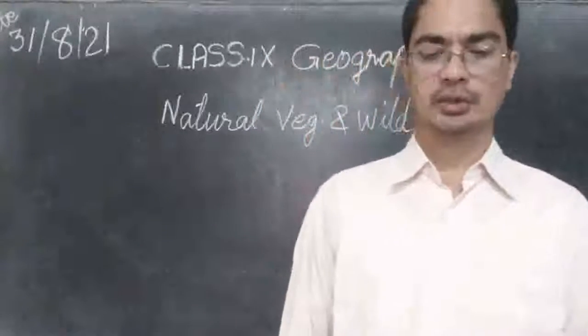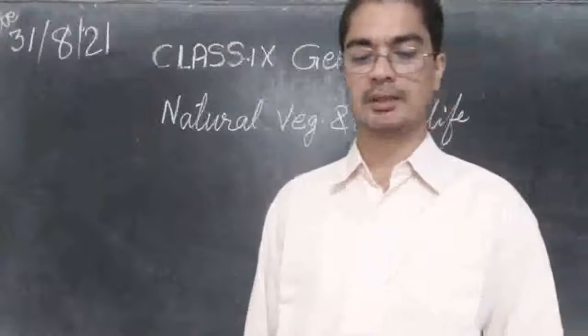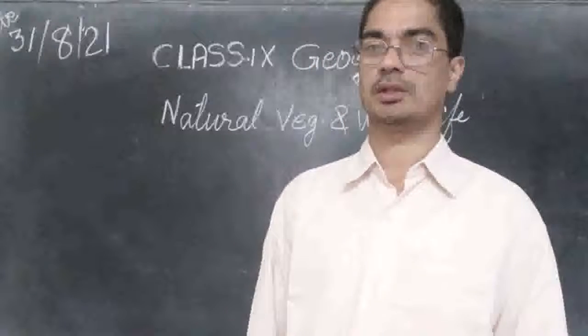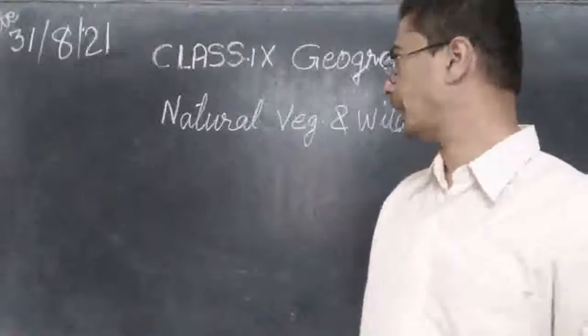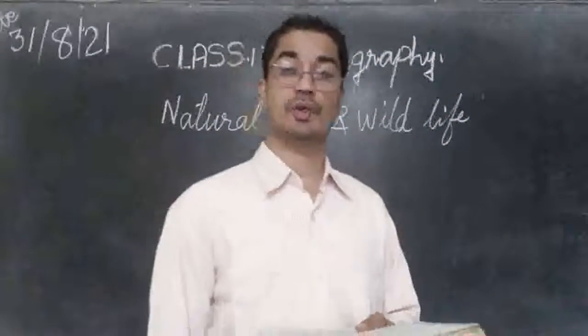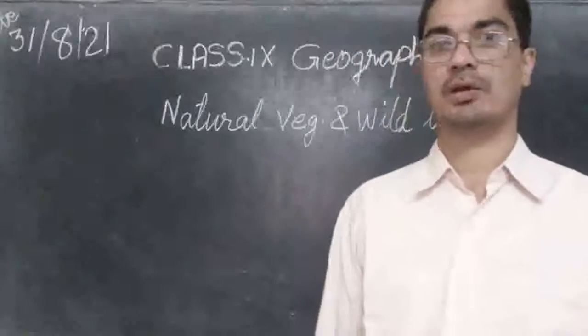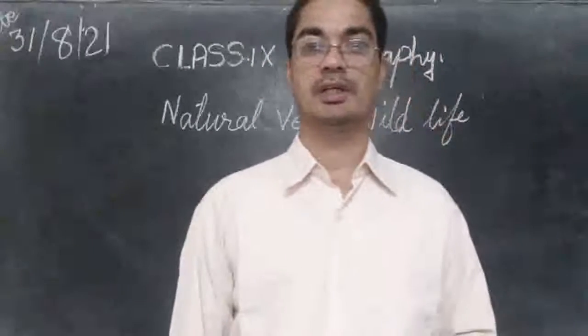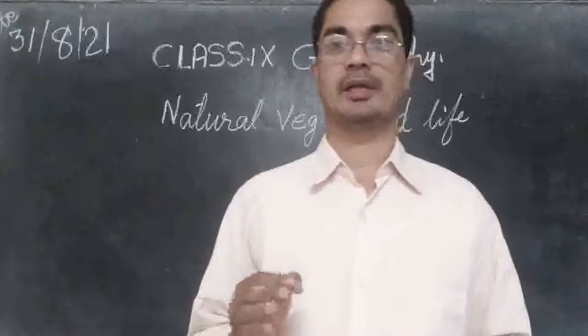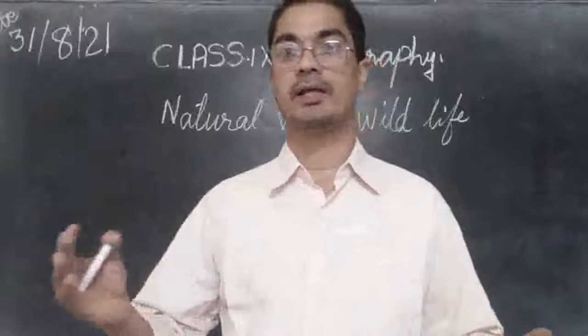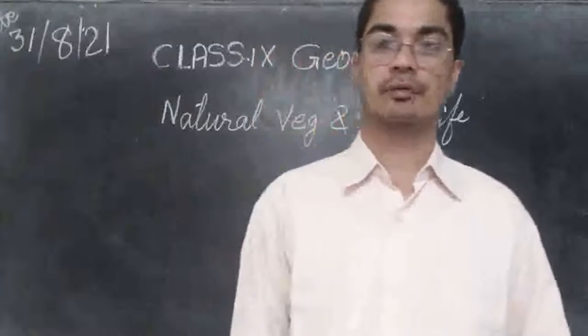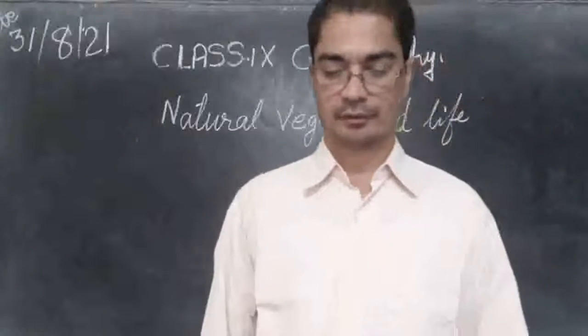And our country is one of the 12 mega diversity countries of the world. You can underline in your textbook. So India has got 12th rank in having biodiversity. So India has got 12th rank in the world for having variety of biodiversity, bioforms of life.